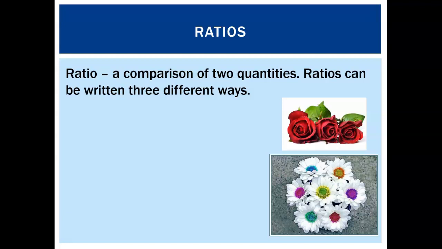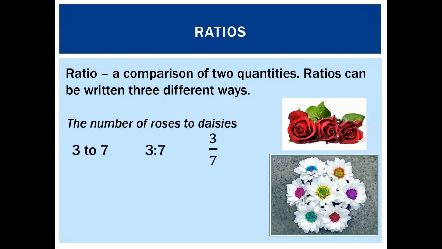For example, let's say we have 3 roses and 7 daisies. If we would like to compare the number of roses to daisies, we can express this three different ways. When writing a ratio, you always compare the first item, which would be the roses, to the second item, which is the daisies. We can write the ratio using word form by saying 3 to 7. We can write the ratio using a colon, 3:7, or we can write the ratio as a fraction.